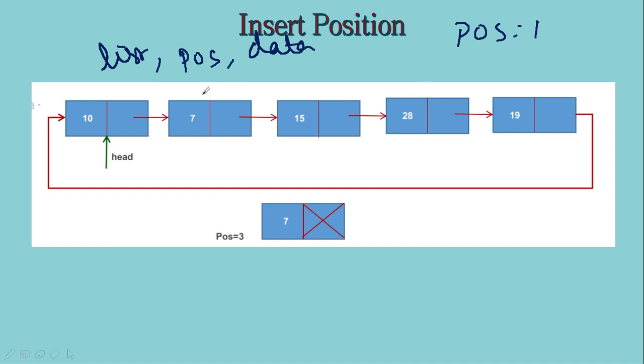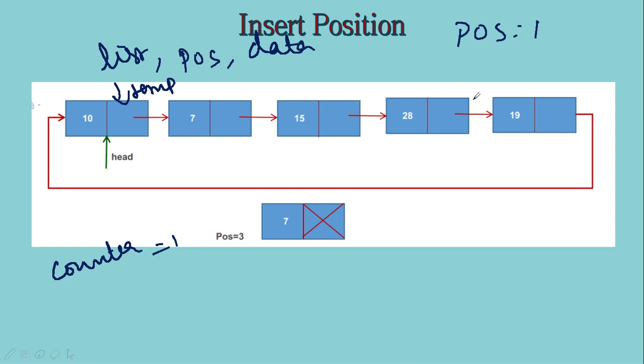Otherwise, what we are going to do is declare a temporary pointer and make it point to the first node, and also have a counter initialized to 1. And we have to check whether temp is pointing to the last node. If temp is not pointing to the last node, then we have to check whether your counter has reached position minus 1.